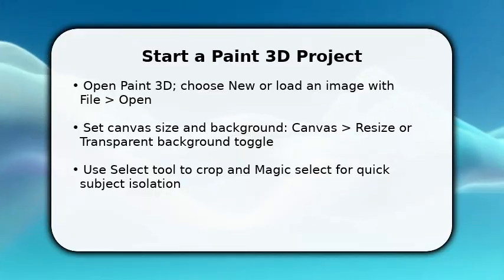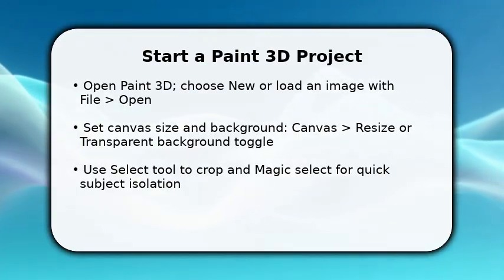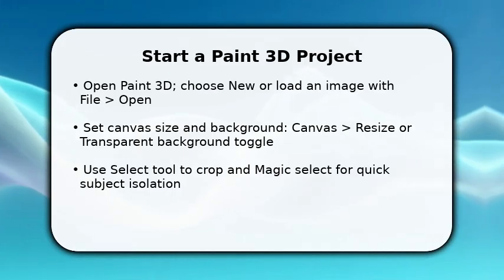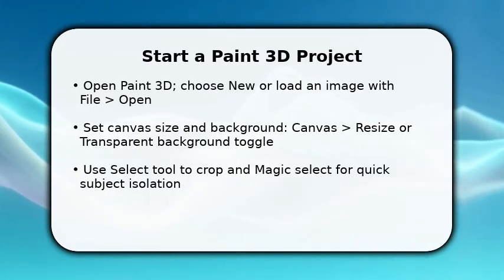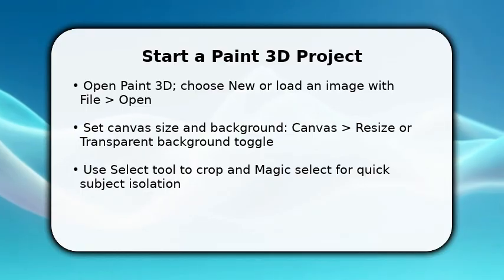You begin by opening Paint 3D and loading your image so you can edit immediately. Once loaded, set the canvas size and background to match your output needs. This prevents scaling artifacts later.